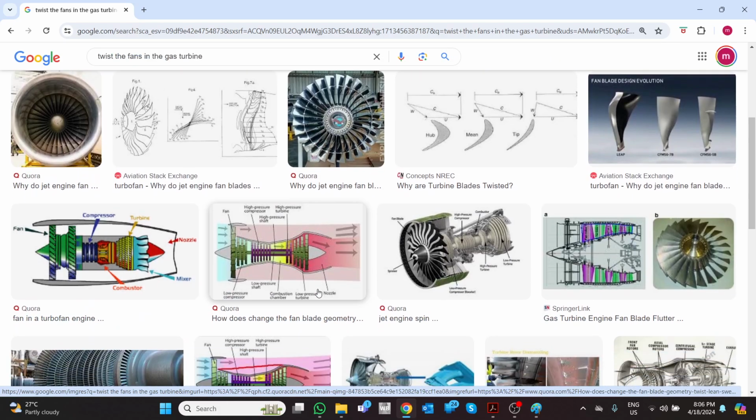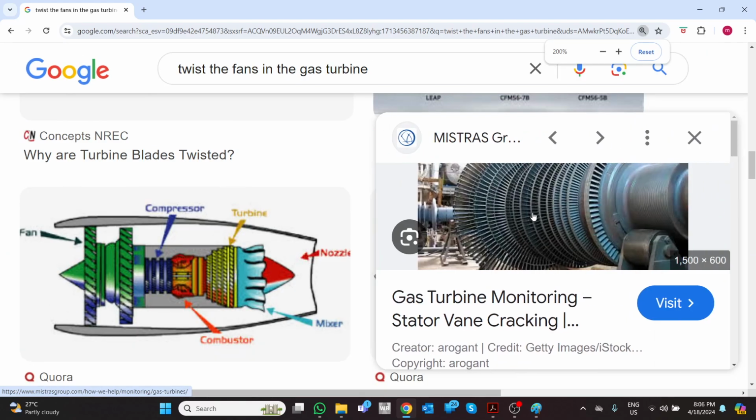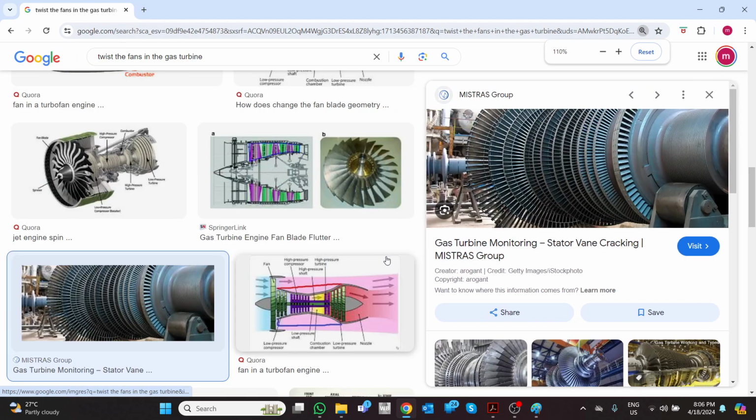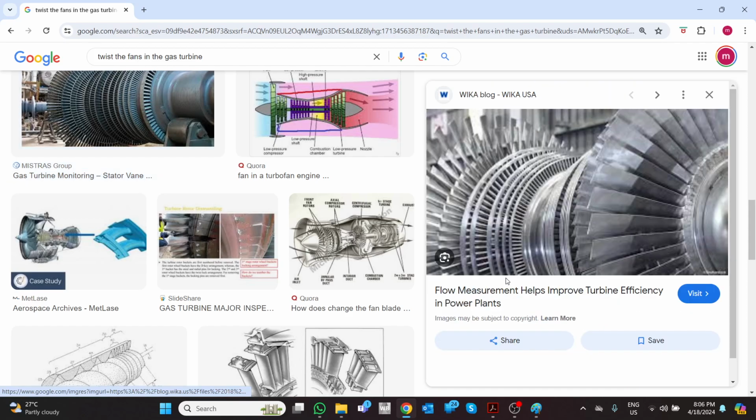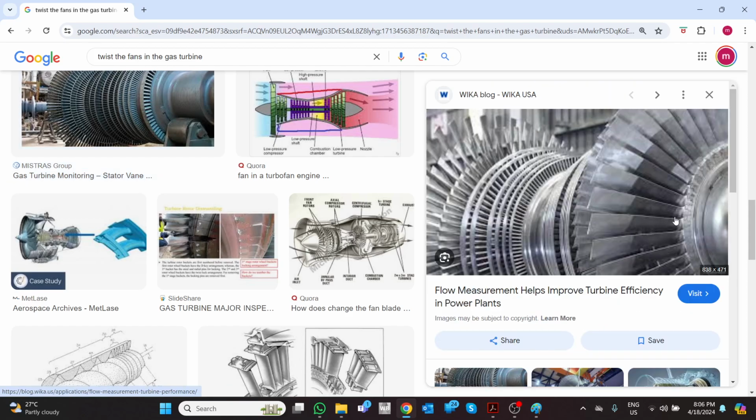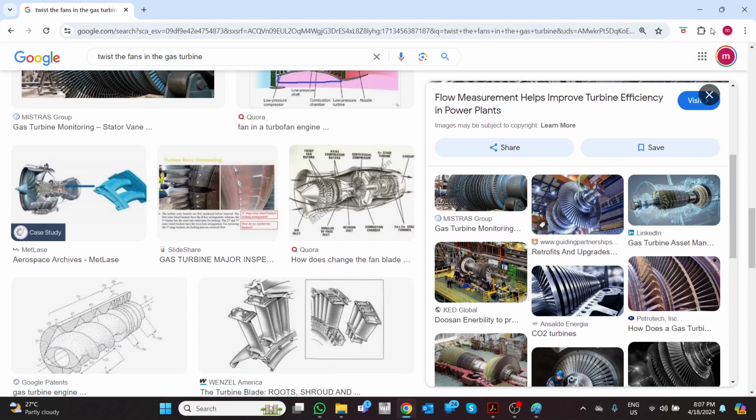I need one photo which is simple. Okay, we'll try to zoom in here. Yes, here it is perfect. You see it is twisted like this, and the angle changes as you go. Here the angle is something, here the angle is something else, which means twisting the blade.